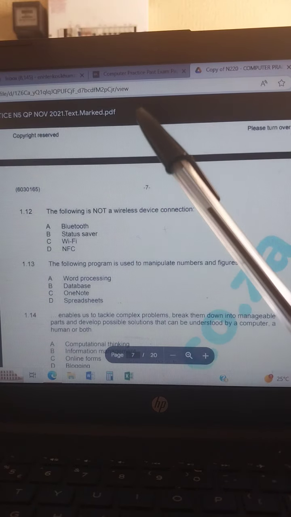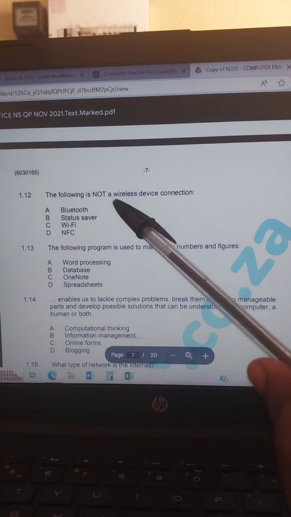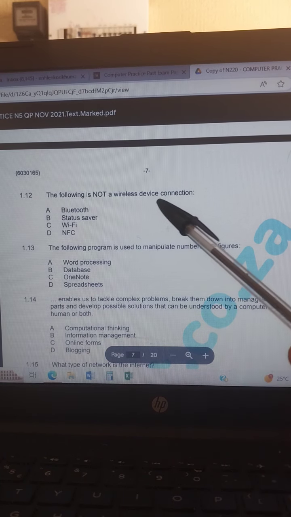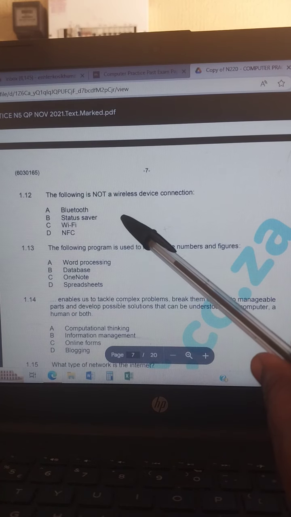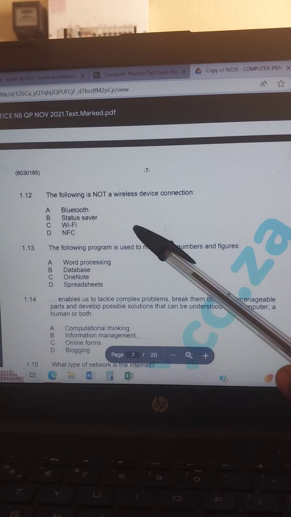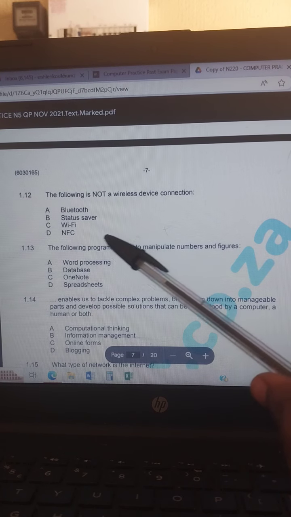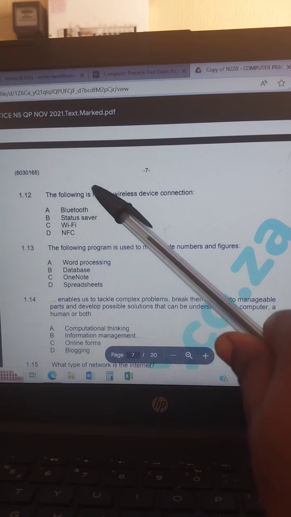So let's go to 12. Here on 12 it says, the following is not a wireless device connection. A, Bluetooth. B, data saver. C, Wi-Fi. D, NFC. So here our answer is B, data saver.